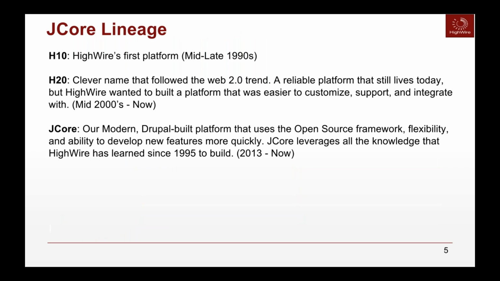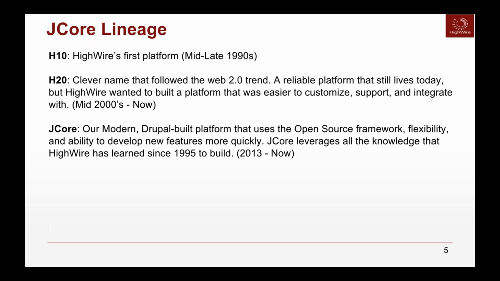So let me walk you through the lineage of JCore. This is a sort of history lesson in HighWire, and this is really important because how we built JCore was based on the knowledge that we've learned over the years. HighWire's first platform was H1O. It was made in the mid to late 1990s, so it was pretty revolutionary. It got a lot of great journals online. However, when it was time to upgrade, because as we know, websites from the 90s into the mid 2000s changed quite a bit, H2O came around.